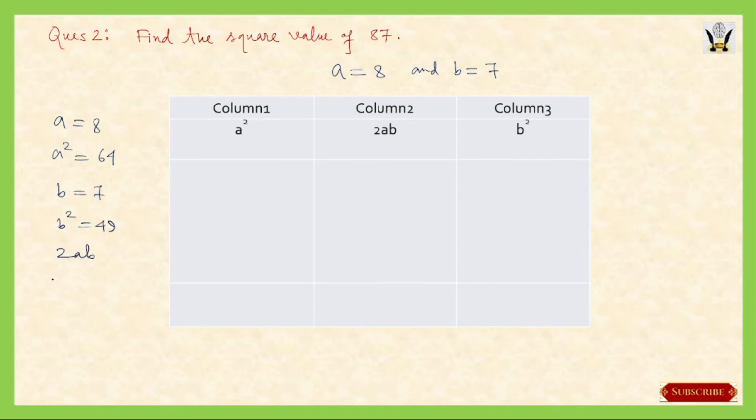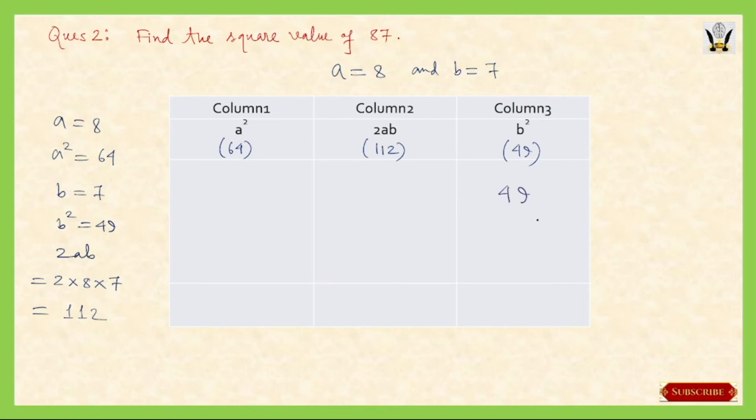Next, 2AB is how much? 2, then we have A as 8, and then B is 7. So 7 8s are 56, and 2 56s are 112. So in our case the value of A square is 64, the value of 2AB is 112, and the value of B square is 49. Now we will start from column 3, our last column.